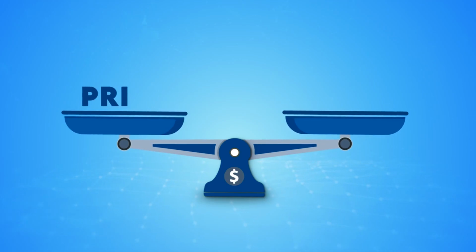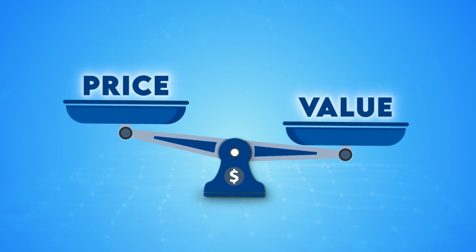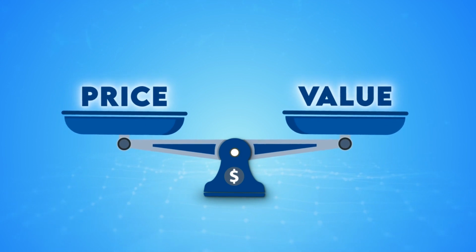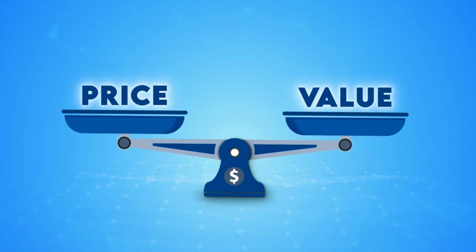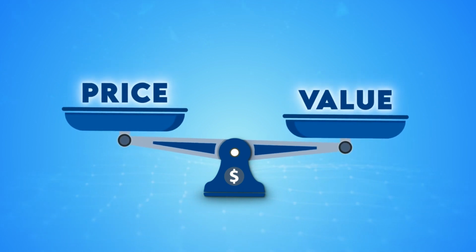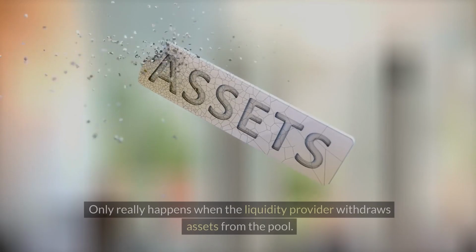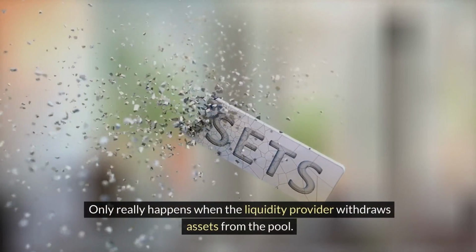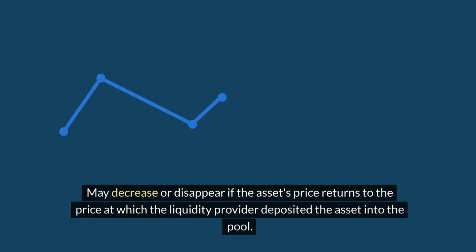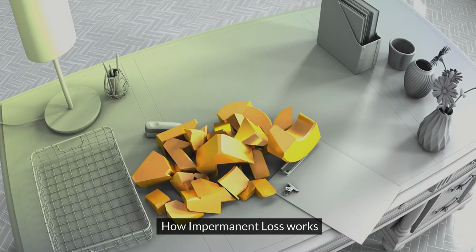The cause of the temporary loss is due to changes in the price of tokens that liquidity providers, LPs, have deposited into the pool, along with the liquidity pool's balancing mechanism on AMMs. However, this loss is called impermanent because the loss only really happens when the liquidity provider withdraws assets from the pool. It may decrease or disappear if the asset's price returns to the price at which the liquidity provider deposited the asset into the pool.